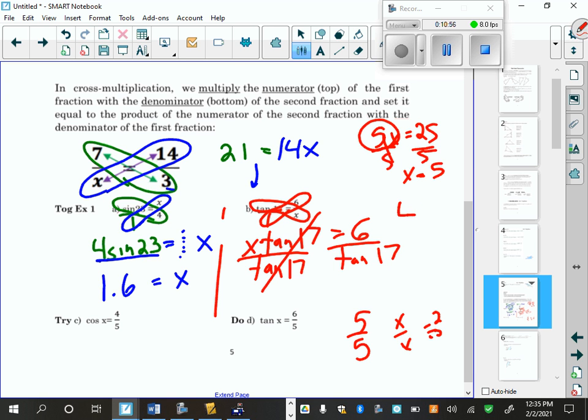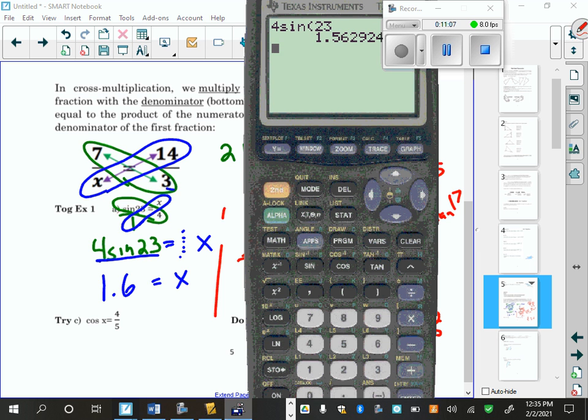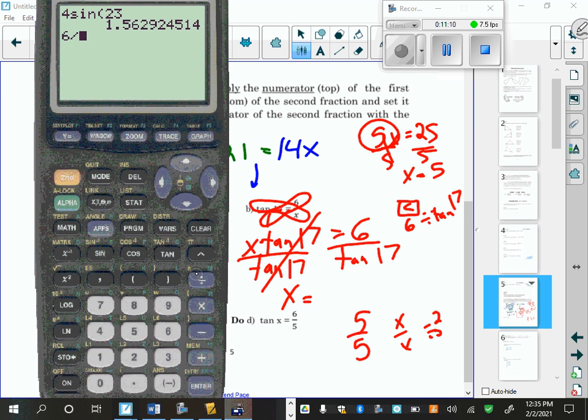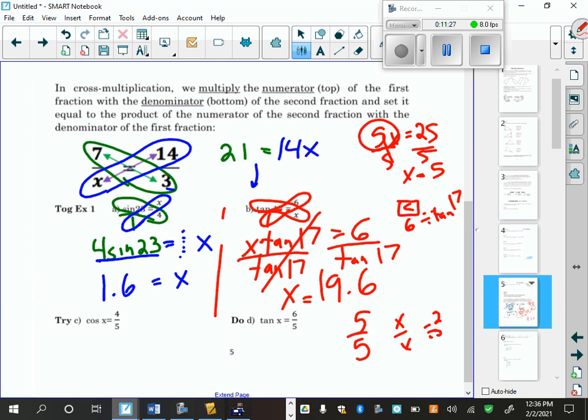Now, a little trickier, you put in 6 divided by tan 17. Not much trickier. Punch that in your calculator, 6 divided by tan 17, and then round to the nearest tenth. I'll let you do it before I do it. I'll give you 5, 4, 3, 2, 1 seconds. Is it 19.6 or 19.7? 19.6. Okay, so that's just the process of cross multiplying. Go ahead and do C, please.